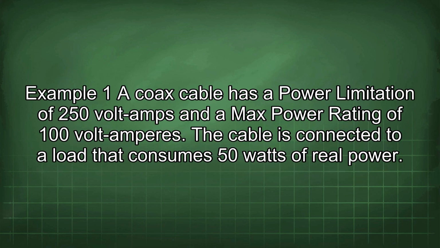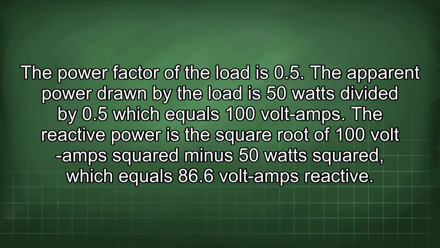Example 1. A Coax cable has a power limitation of 250 volt-amps and a max power rating of 100 volt-amperes. The cable is connected to a load that consumes 50 watts of real power. The power factor of the load is 0.5. The apparent power drawn by the load is 50 watts divided by 0.5, which equals 100 volt-amps.